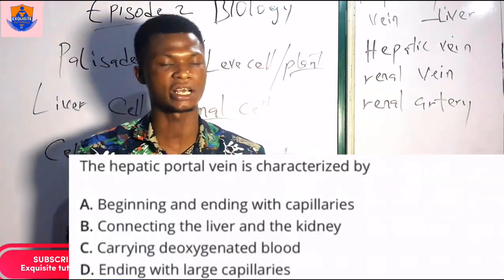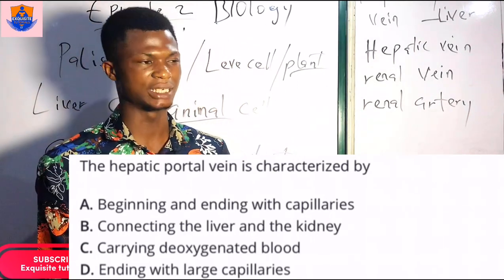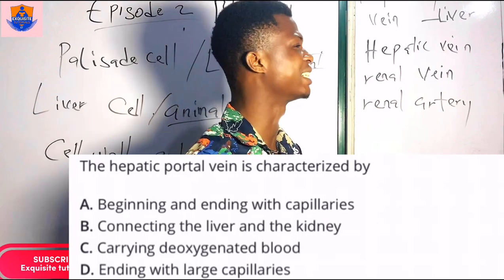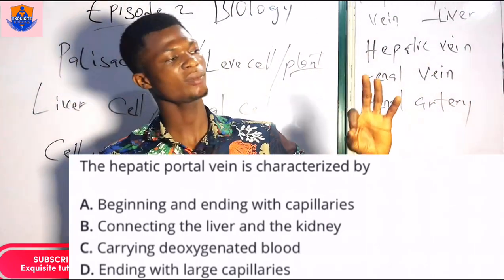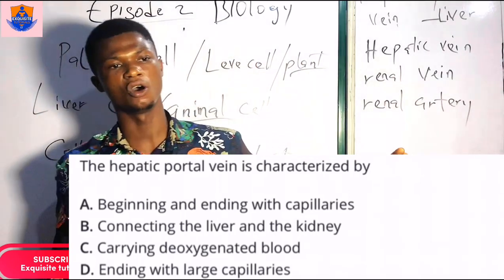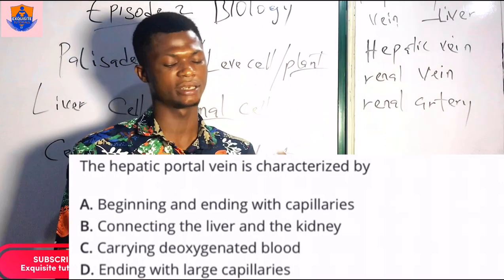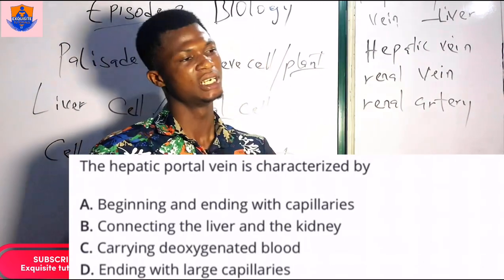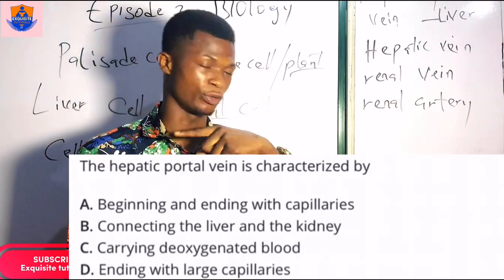Now, this is the only thing that is correct here, that it begins and ends with capillaries. Connecting the liver and the kidney? It does not connect the liver and kidney. The hepatic portal vein only brings in nutrients or blood from the intestine. So if they said it connects the intestine to the liver, this would have been correct. Seeing one incorrect thing in an option is enough for you to wave it off.